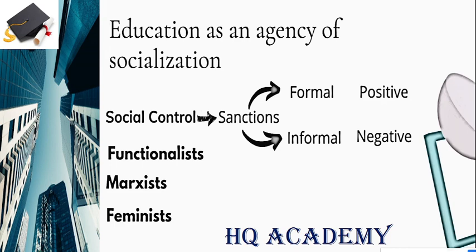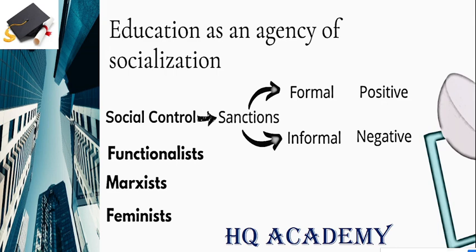Next we discussed in our yesterday's class education as an agency of socialization. Agency of socialization means social control. Social control is a kind of stability. Stability means that it gives knowledge and awareness to the public about what you have to do and what you do not have to do. How you can do this involves some practical implications, and the sanctions. We divided sanctions into two parts: the formal sanction and the informal sanction.